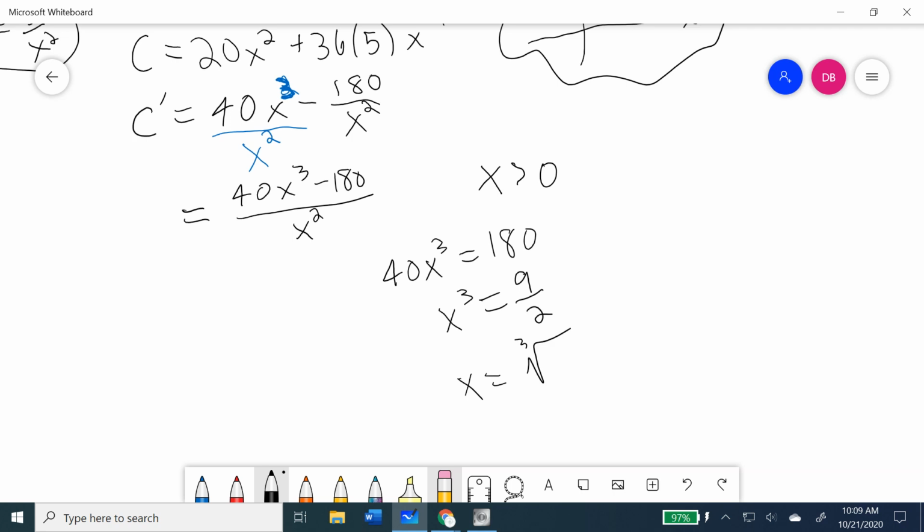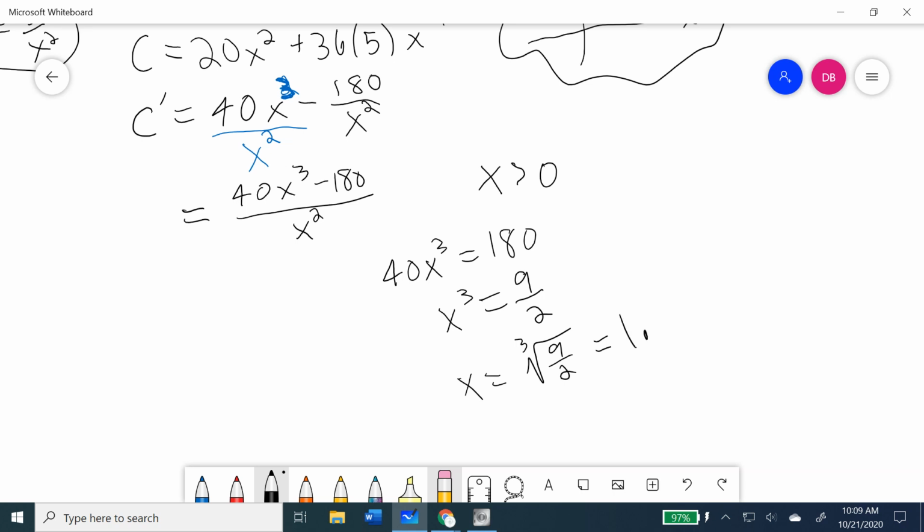And what is that as a decimal number? If someone can tell me the decimal number for the cube root of 9/2, I can write it down. And so I only have one critical number. I could analyze over the domain of x when x is positive.